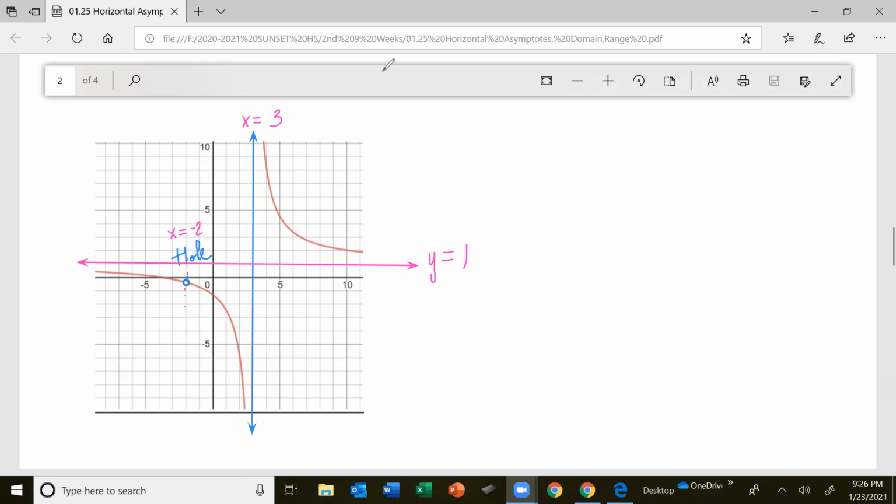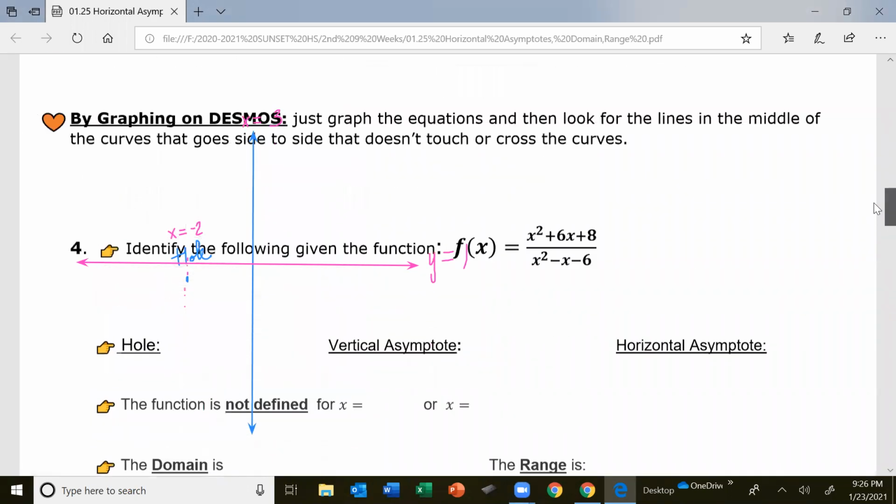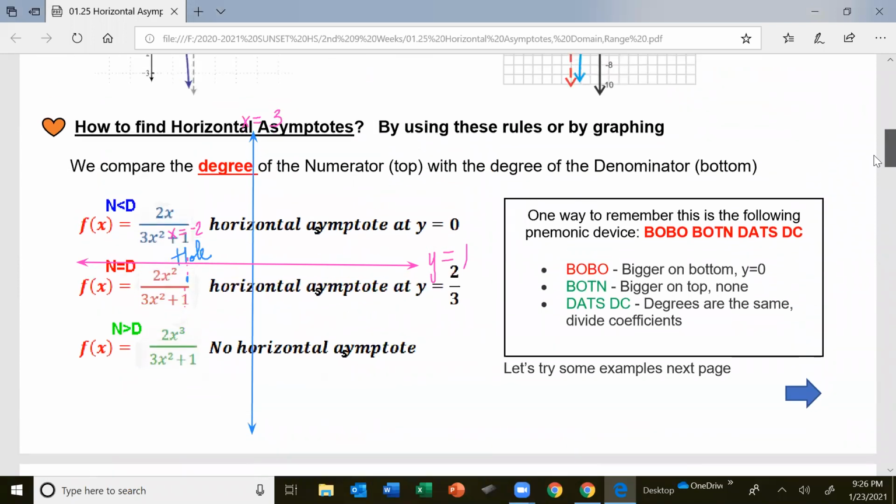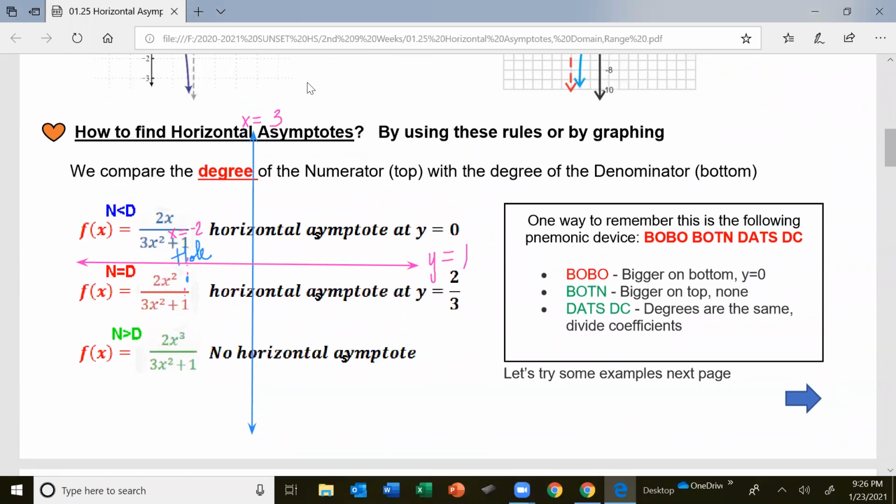Okay, so that's it for today's lesson. I hope that you learned how to find the horizontal asymptote with 3 easy rules right here. Bigger on bottom, y equals 0. Bigger on top, none. If the degrees are the same, you divide the coefficients.